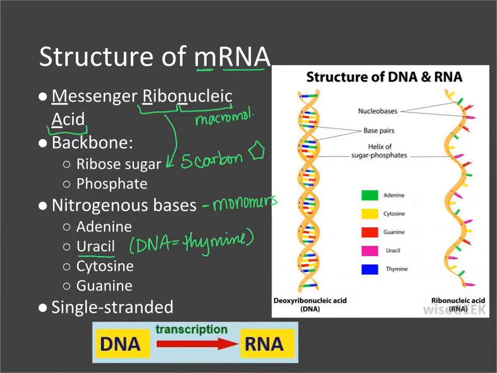But in RNA, it's called uracil. The other main difference, as you can see in the image over here, is that DNA is double-stranded, whereas RNA is single-stranded. So this makes RNA thinner, and it's one reason why it can leave the nucleus and go out into the cytoplasm, because it can fit through those small pores in the nuclear membrane.